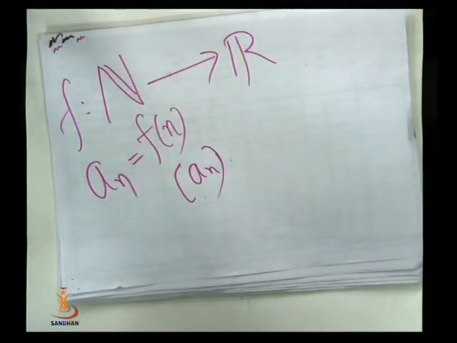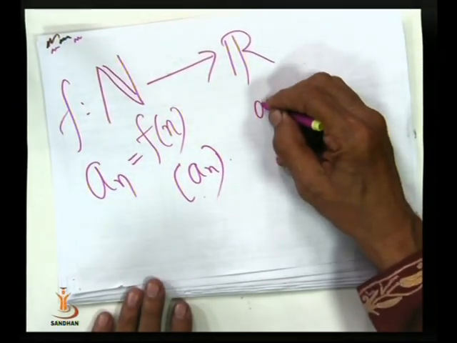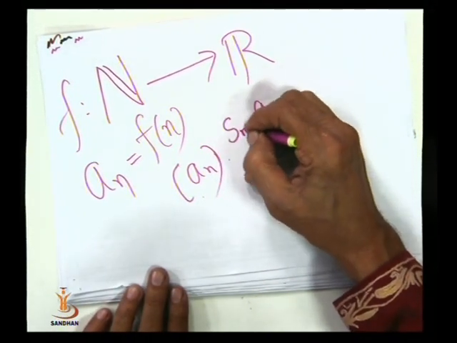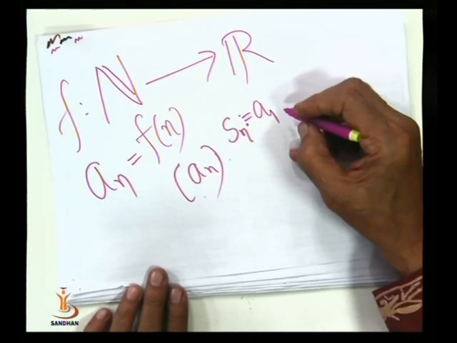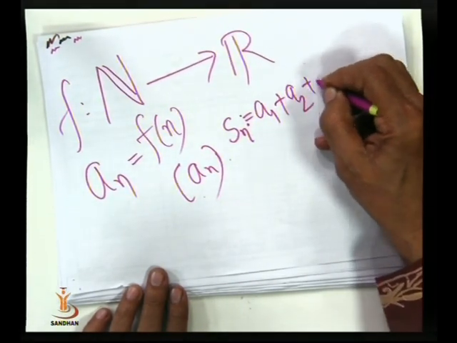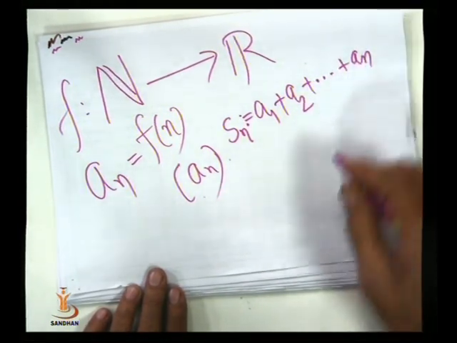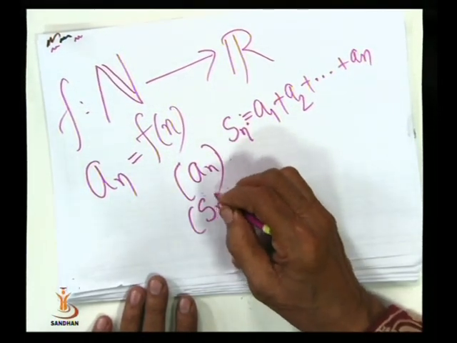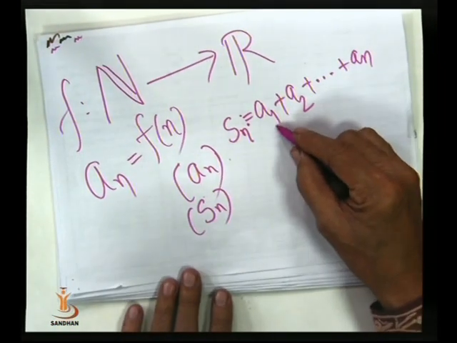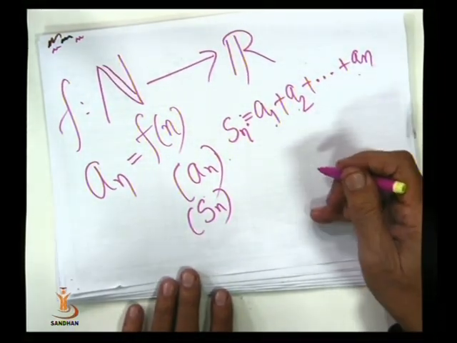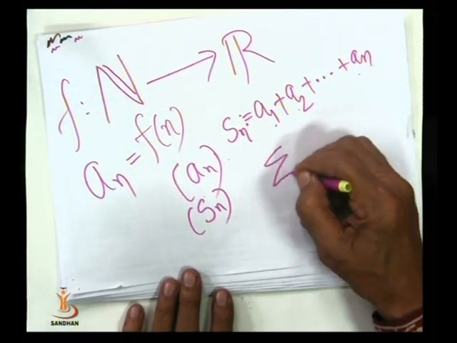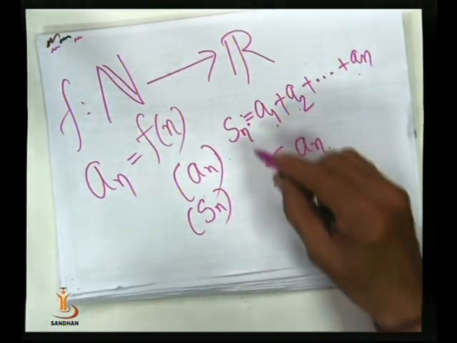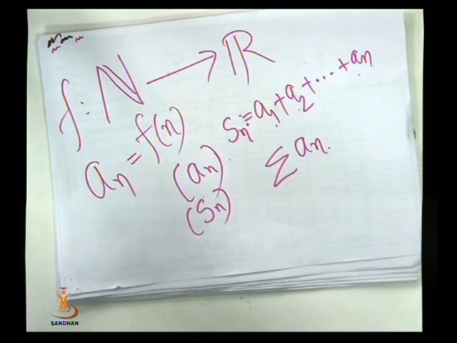And corresponding to this sequence, if we take the sum of the first n terms and define S_n as a_1 plus a_2 plus so on up to a_n, then we have again a sequence (S_n), where S_n is a_1 plus a_2 plus ... plus a_n, and this sequence is called the series of a_n, and S_n is called the nth partial sum of the series.